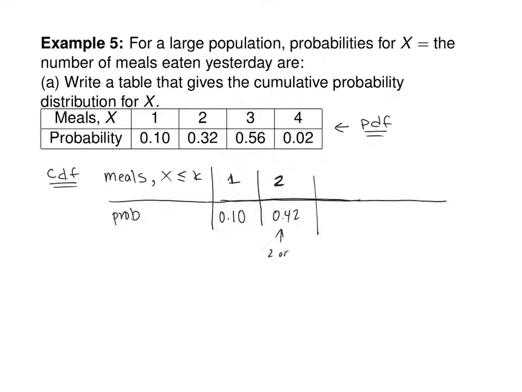But this is 2 or fewer meals. And what does plugging in 3 mean? That means you add all 3 of those, right? So you accumulate the next one. 0.98. And then when you go to 4, you get to 1. And that will always happen, won't it? Because this last value is always that you've accumulated all the possibilities. So that's always going to be 1. And these numbers are always going to go up because you're always adding on some little thing. Does that make sense?